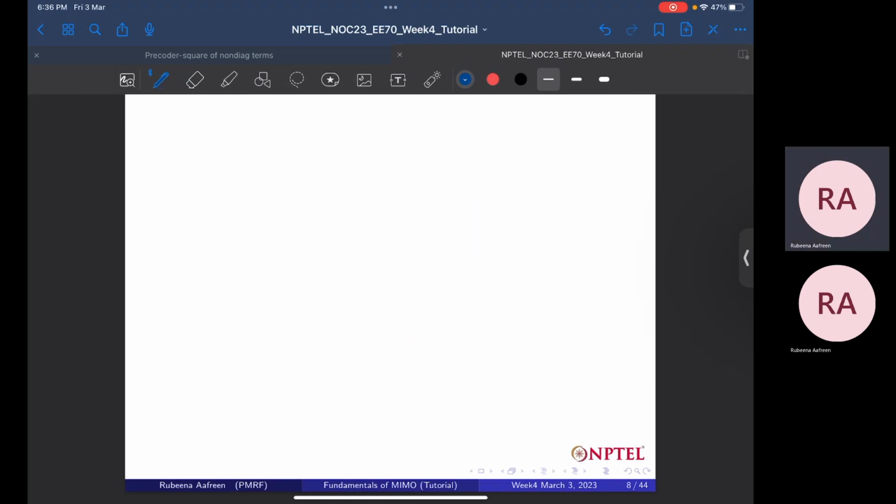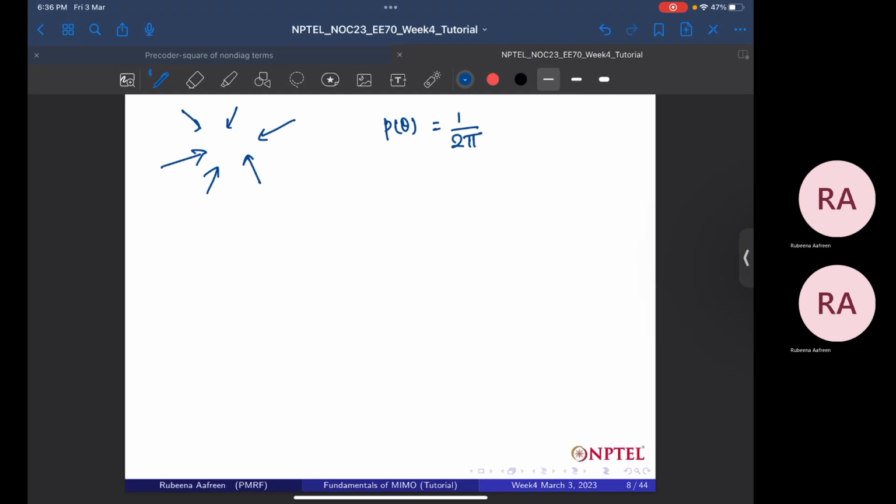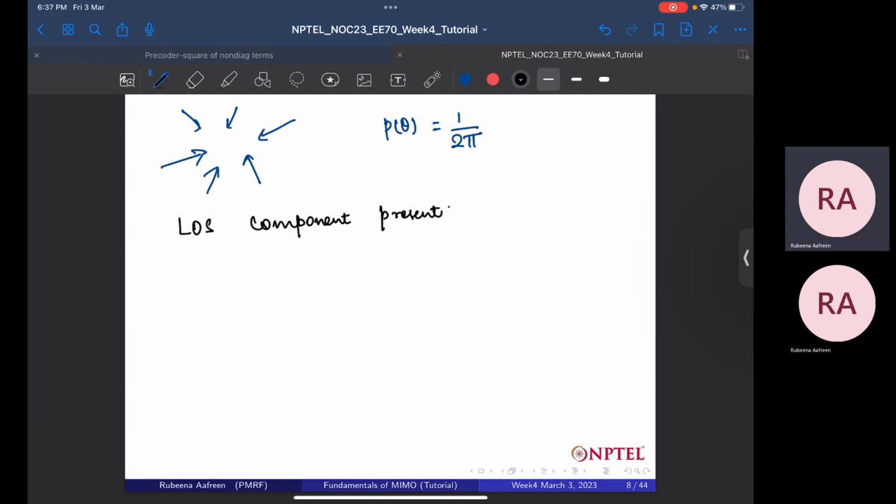There we considered isotropic scattering. That means that the signals are coming from all directions with equal intensity. That is why p theta we had taken as 1 upon 2 pi. Now suppose we are saying that an LOS component exists. What I mean to say is that signals are coming from all directions, but there is one signal with higher power. So suppose it has a K to 1 ratio.